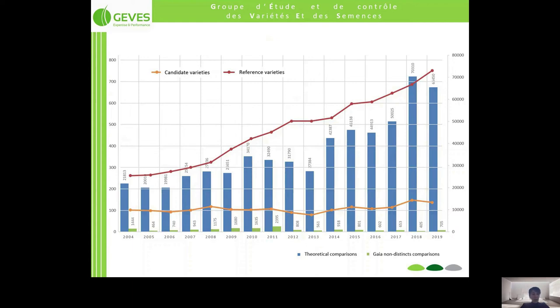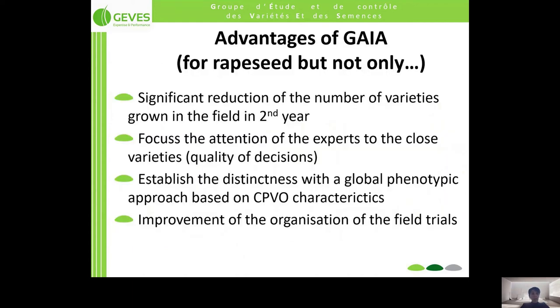To sum up, with Gaia we have a significant reduction of the number of varieties grown in the field in the second year. We focus the attention of DUS experts on close varieties. We establish the distinctness with a global phenotypic approach based on CPVO characteristics, and thereby we improve the organization of the field trials.